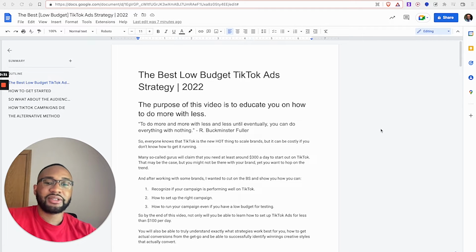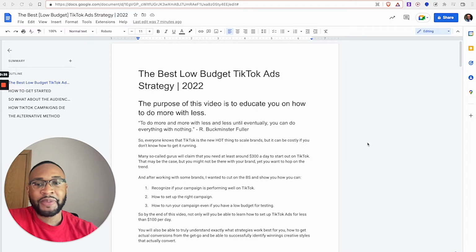So we actually know, TikTok is that hot new thing right now that's scaling your brands, but it can be costly if you don't know actually how to get things running. Many of these so-called gurus will claim that you need to be spending at least $300 a day to actually start out on TikTok. And sometimes that might be the case, but you might not actually be there with your brand yet, you still want to hop on the trend, right?